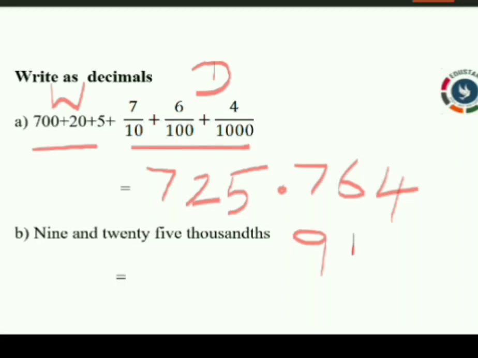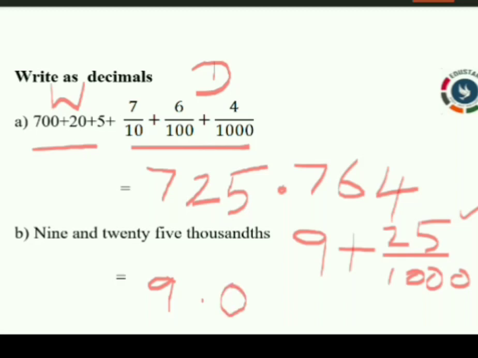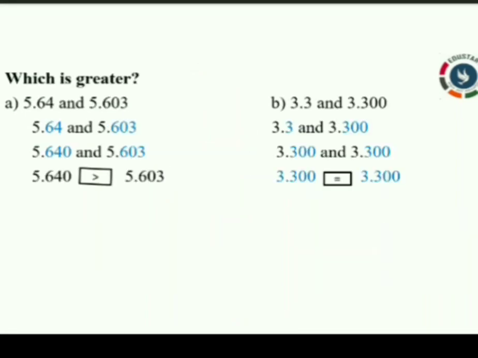So 9 is your whole part plus 25 by 1000. Now how you will write? 9 is your whole part. So 9, then keep decimal point. Check your last digit. Your last digit is 5. So 5 should be in the 1000th place. 2 is in your 100th place. You are not having 10th place, so you should write 0. So your answer is 9.025.